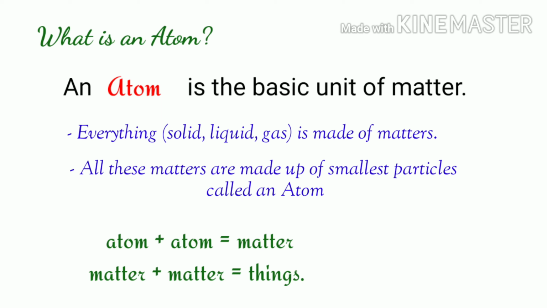An atom is a basic unit of matter. We all know everything, be it solid, liquid or gas, is made up of matter. And all this matter is made up of smallest tiny particles called atoms. Atom and atom come together to form matter. Matter and matter come together to make up everything.